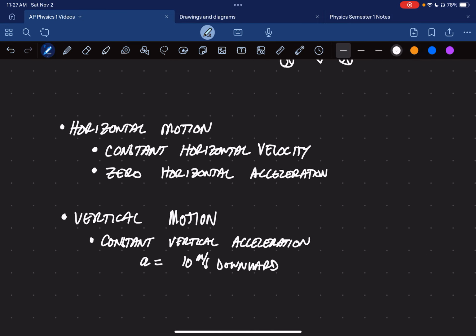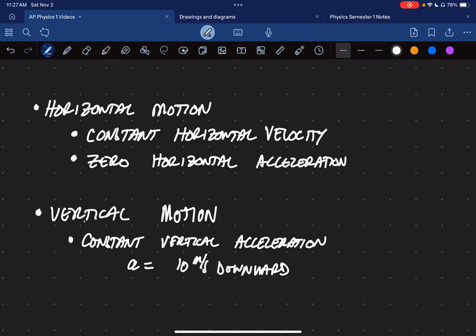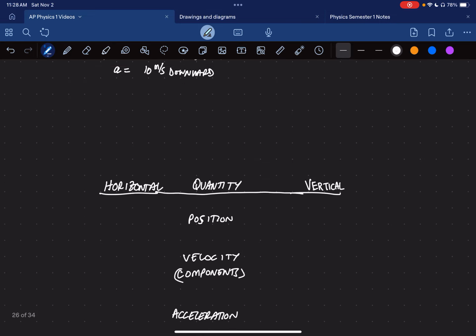Something to note about projectile motion is, of course, we remember that in the vertical motion there is acceleration due to gravity. It's a constant vertical acceleration, and we said that's 10 meters per second squared downward. Horizontally, though, gravity doesn't work horizontally. There is no acceleration horizontally, and so your horizontal velocity will be constant. And we'll see that here in just a moment.